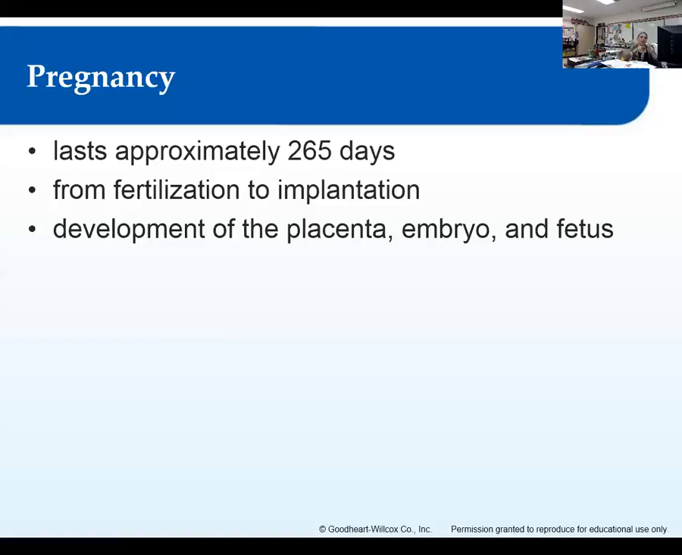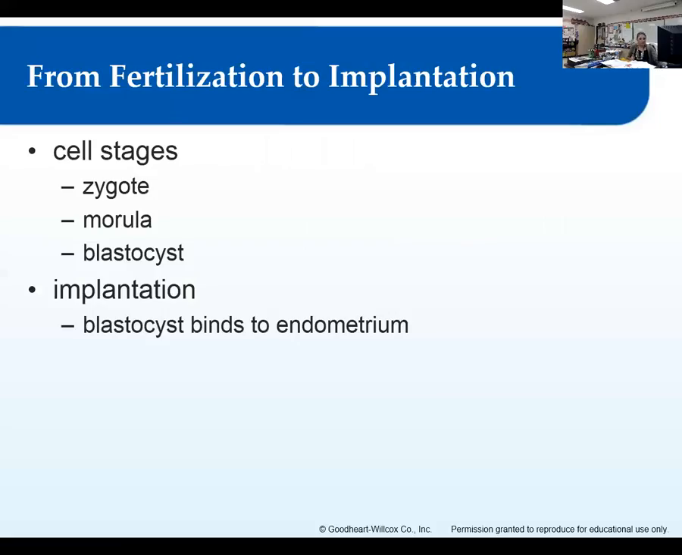So pregnancy lasts from fertilization to, we're going to look at different things. We're going to look at fertilization to implantation, and then we'll look at the development of the placenta, embryo, and fetus. We're going to look at all these things. All right, so fertilization to implantation. So this is just the first week, basically, of what happens in pregnancy. Cell stage starts as a zygote again. That's your 46 chromosomes. That's the cell of the new individual.